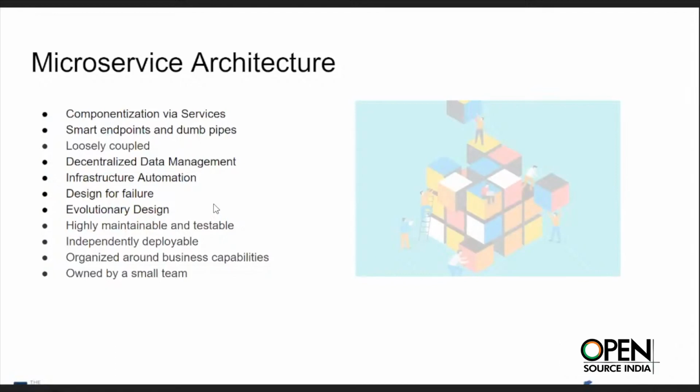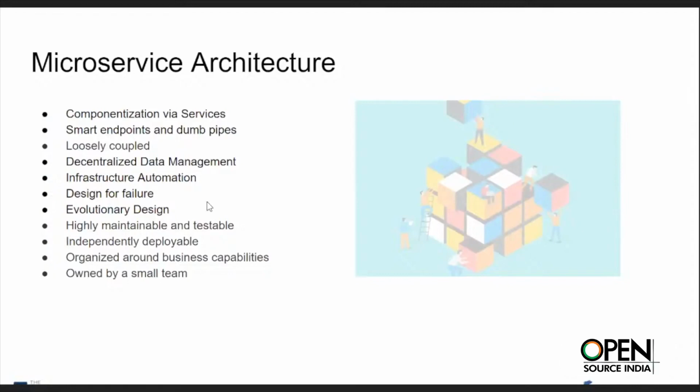So let's look at the various characteristics of microservices. Each of these services is componentized via services. All the intelligent pieces are within the services, and the connection between two services is via dumb pipelines. Each of these services is loosely coupled, which makes it easier for us to start, stop, or replace any failing service. So that way, it's pretty agile.